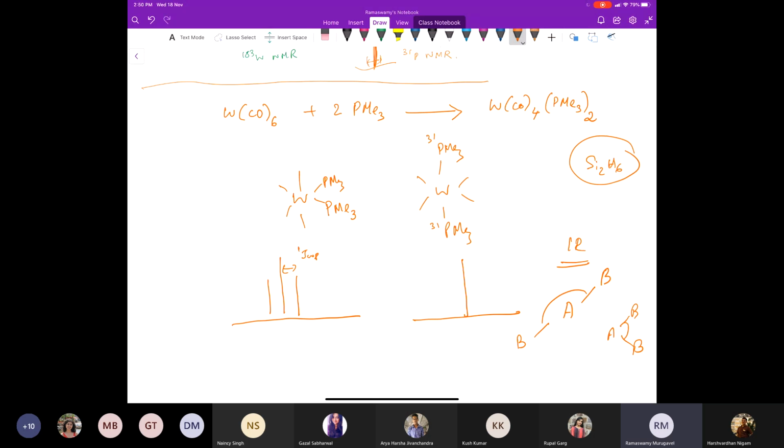Now you will have the 31P spectrum for 80% of the molecule, a single line. Let me draw only once. And now the phosphorus will couple with the tungsten and give rise to a satellite, right?